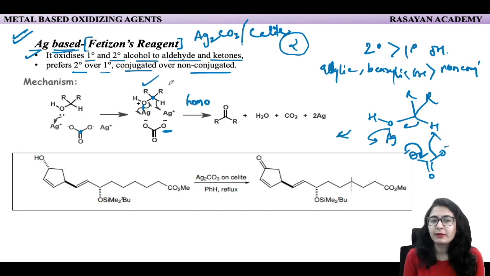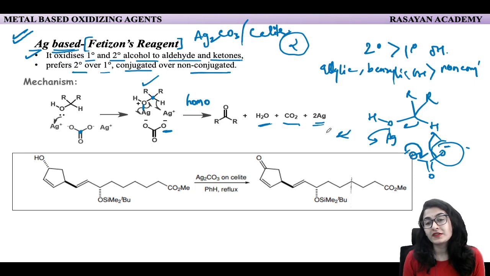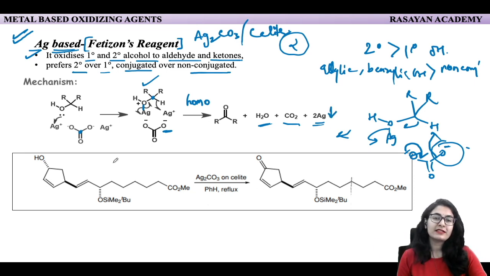Okay, this is the correct mechanism, but this is to understand what forms here from the carbonate. One CO2 has formed, one H2O molecule has formed, because there was one negative and one hydrogen over here, so it's going to take away 2 protons. So H2O for this oxygen, and this oxygen is getting converted to the carbonyl, and Ag is going to be deposited as it is, the silver mirror. Okay, so this is the whole mechanism of Fetizon's reagent, and this is how it works.